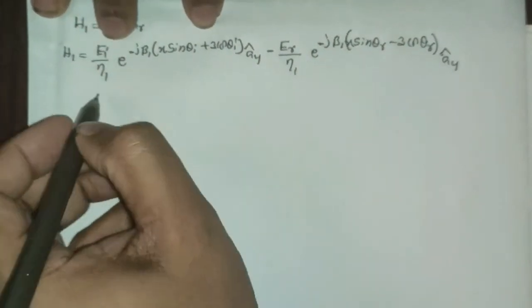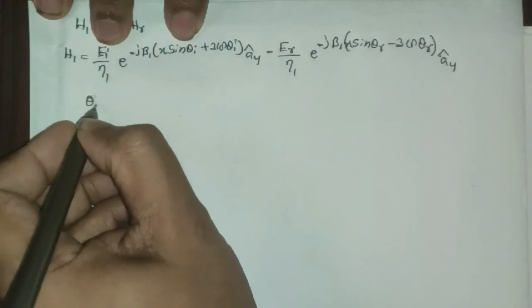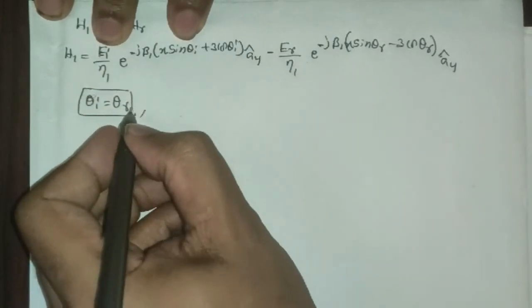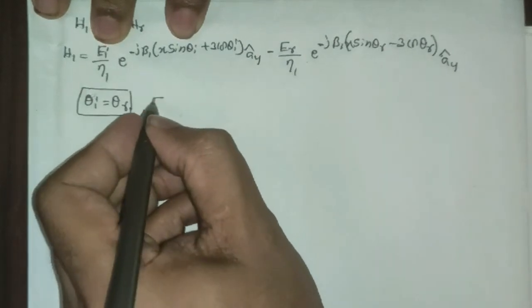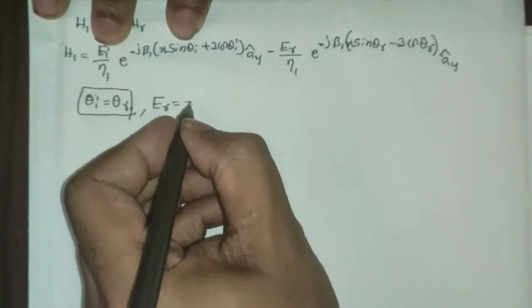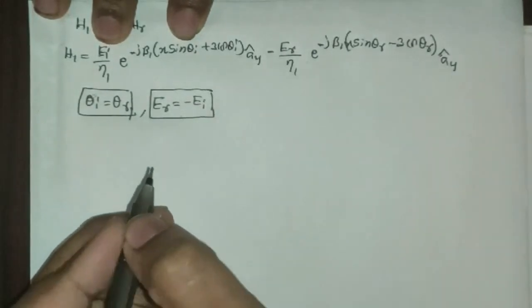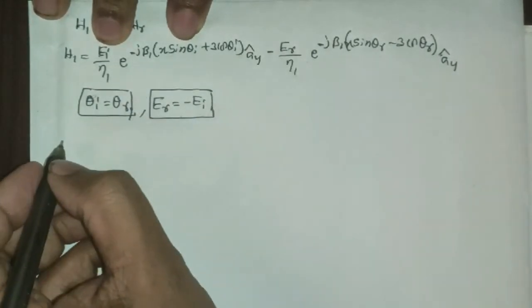So here we have to apply Snell's law again. What is Snell's law? The angle of incidence equals the angle of reflection, and from the concept of the reflection coefficient, we obtain the reflected electric field equal to negative times the incident electric field. Okay, substitute these parameters in this equation.